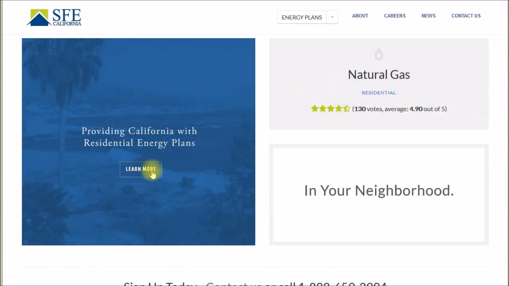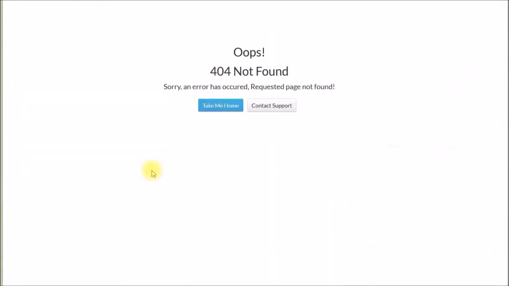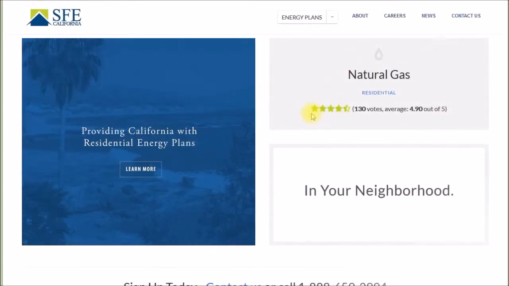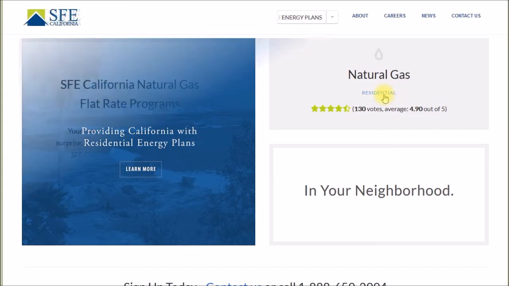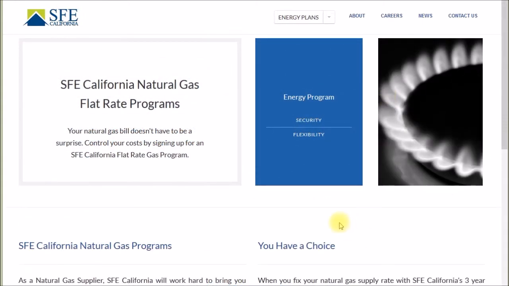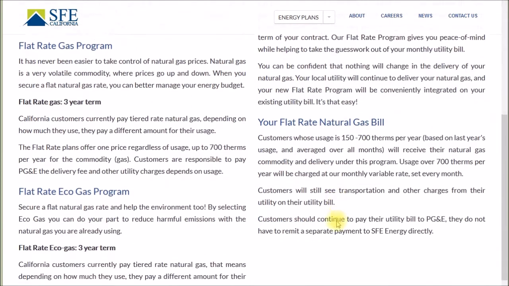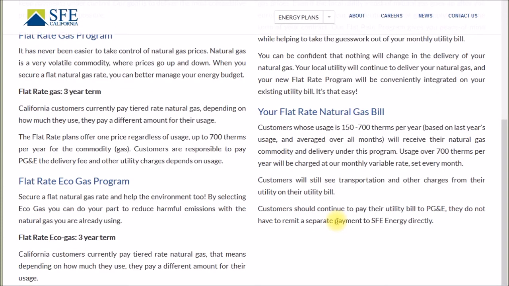Let's learn more. Oh, wow, that really inspires confidence. But here, 4.9 out of 5 stars. They must be a great company. Let's see if this link works. Here are their natural gas plans. This looks like a bunch of word salad here. Let's take a closer look.